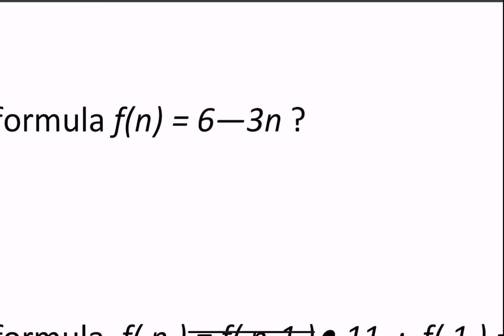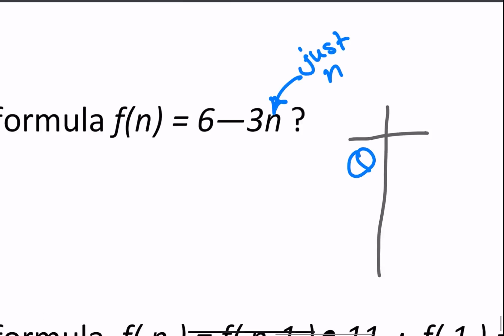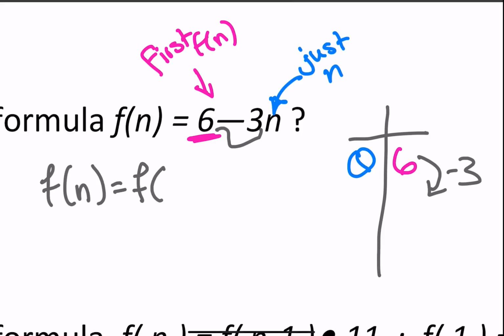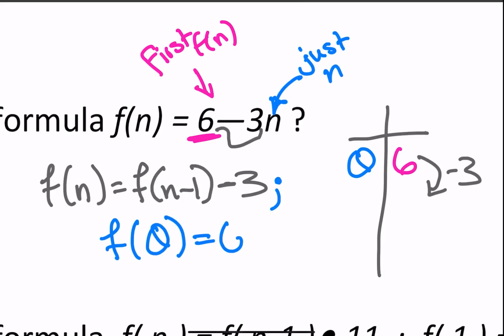All right, now we're going to write a recursive formula that matches this explicit. So, table again. Table it up. Well, we have just an n, so that means time 0. This 6 is up front, so that's our first f of n. Minus 3 tells us we are minusing 3. And that is all the information we need. So now we can write our recursive formula. F of n equals f of n minus 1. We don't even have to fill out the rest of the table because we got everything we need. We are subtracting by 3, and we started with f of 0 equals 6.